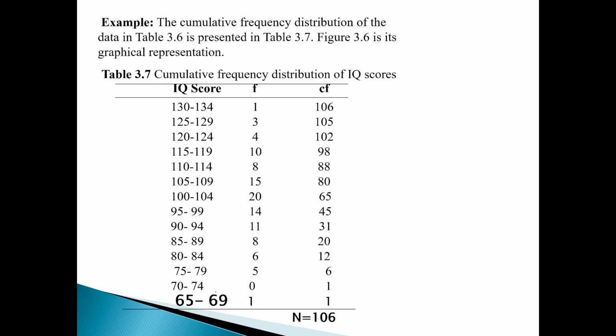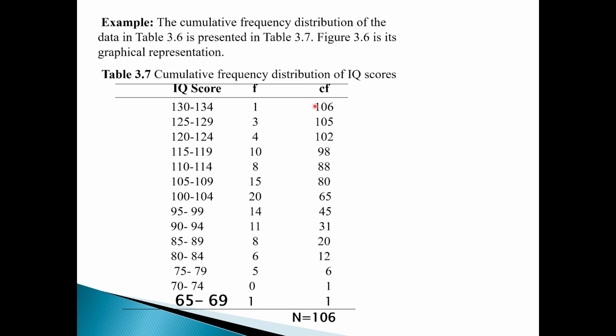Again, we have the same example here. Instead of plotting this frequency, you should create your cumulative frequency. So how do you create your cumulative frequency? This is the less than cumulative frequency, right? So 1 plus 0, that's 1. 1 plus 5, that's 6. Plus 6, that's 12. Plus 8, that's 20. Plus 11, that's 31, and so on until it is 106.